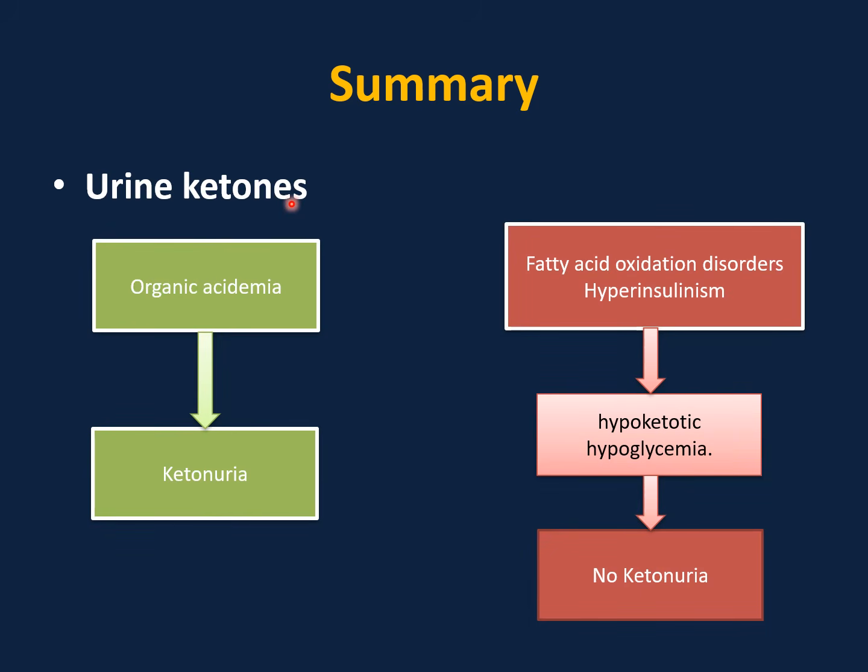How to understand urine ketones in the cases of metabolic disorders. For example, cases of organic acidemia are associated with ketonuria. Cases of fatty acid oxidation disorders or hyperinsulinism are associated with hypoketotic, low ketone, hypoglycemia. So hypoglycemia with no ketone in urine, so no ketonuria, is a key for fatty acid oxidation disorders and hyperinsulinism. So very important, this is high yield. This is how to differentiate these conditions in the pediatric board examination and in real life.